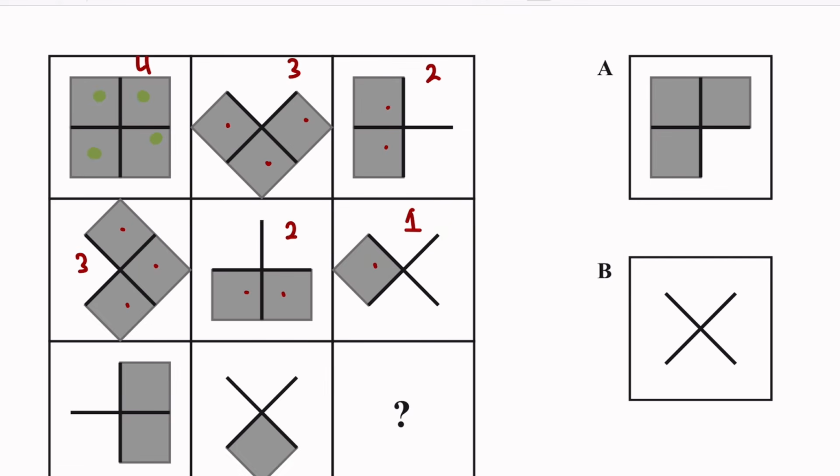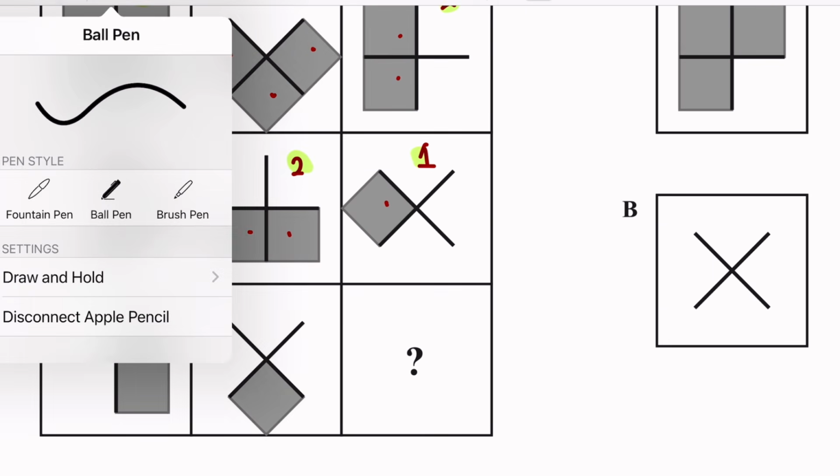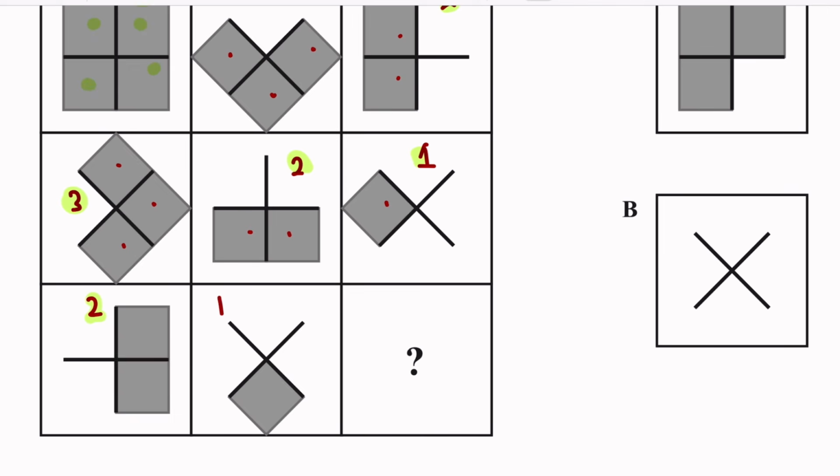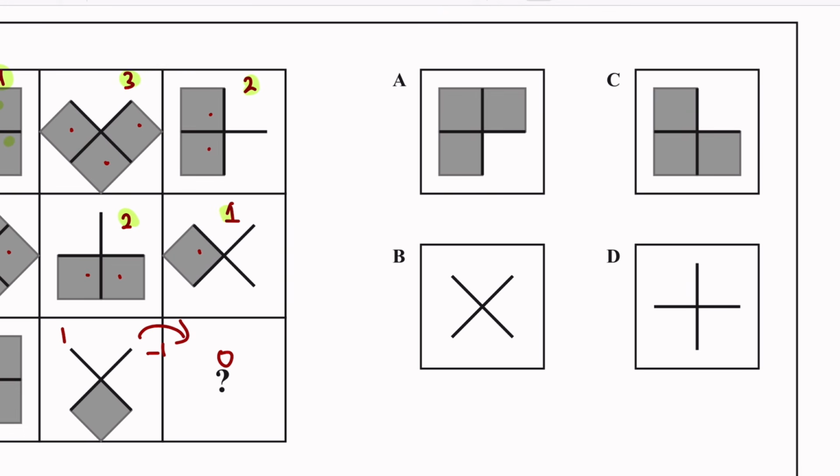What do you notice is happening? You see that it starts off with 4, then decreases by 1. Then we go to the next row, it starts off with 3 and decreases by 1. If we follow the same pattern for the bottom row, it starts off with 2, then goes to 1. Then what do you think it's going to be over here? Well, it's decreasing by 1, so minus 1 is going to be a 0. So it should be an answer with 0 shaded squares. So A and C are automatically out. Remember to eliminate your answers.